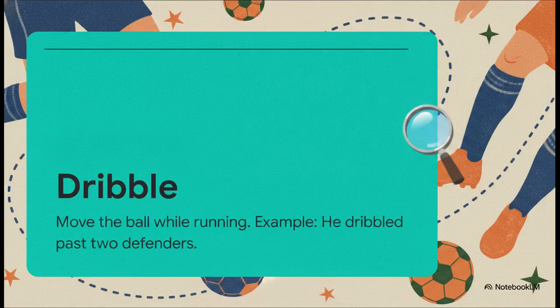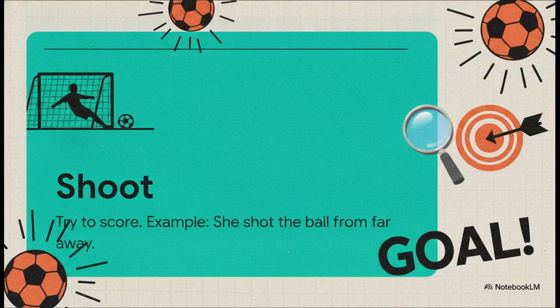Now, when a player attacks, they have to move the ball. We call this a dribble. It means you move the ball with your feet while running down the pitch. Just picture a massive star, like Cristiano Ronaldo, as he dribbles the ball right past the defenders to get near the goal. And once you dribble really close to the goal, you shoot. To shoot means you kick the ball hard to try to get it in the net.